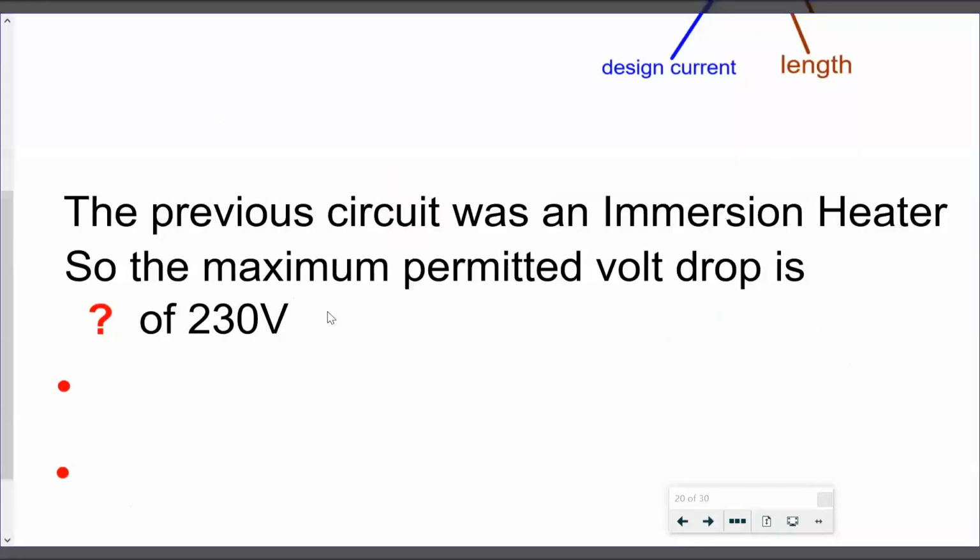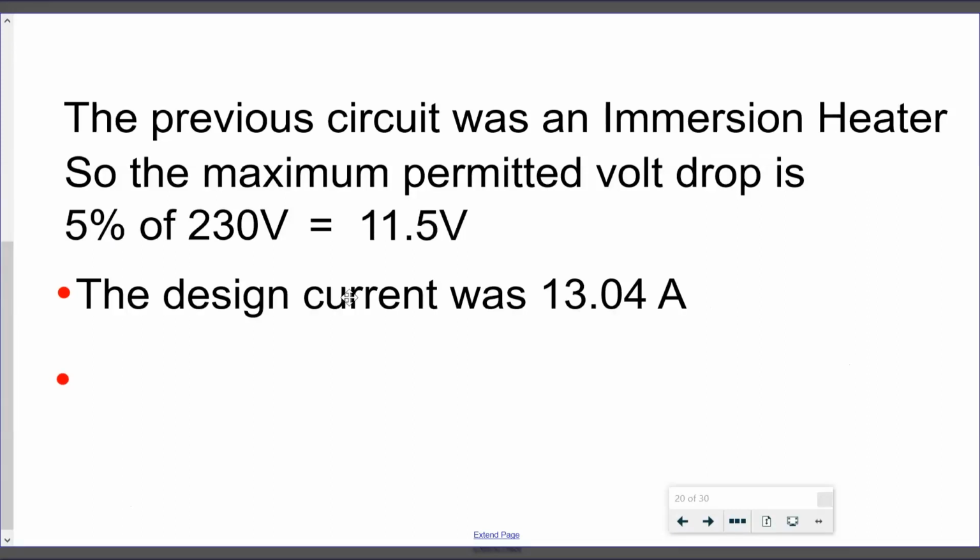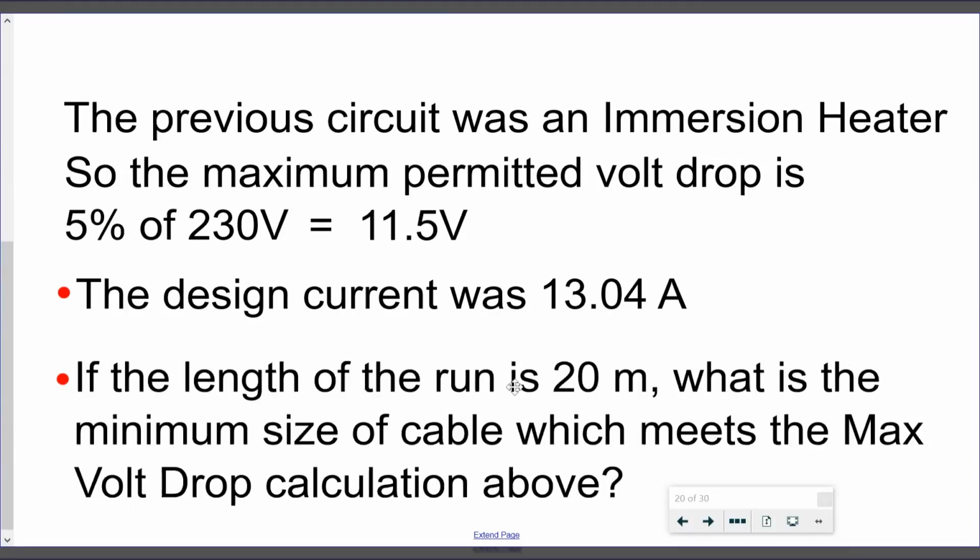So the previous circuit was an immersion heater, 3 kilowatt immersion heater. 5% of 230 volts is 11.5 volts. That's the maximum permitted volt drop that we can allow. So the design current for that circuit was 13.04 amperes, and the length, as we identified in the last question, was 20 meters. We now need to work out what's the maximum volt drop that we can accept. Okay, so that then helps us select the minimum size of cable.